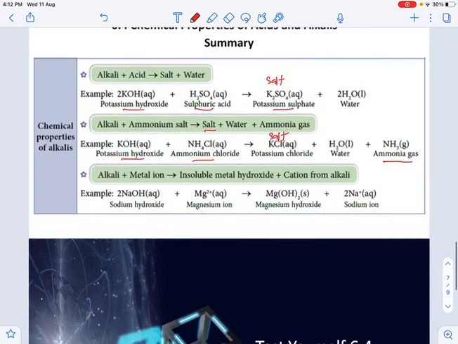And lastly is alkali reacts with metal ion to form insoluble metal hydroxide and cation from alkali. So the example given here is sodium hydroxide solution reacts with magnesium ion to form magnesium hydroxide, which is an insoluble metal hydroxide, and sodium ion.